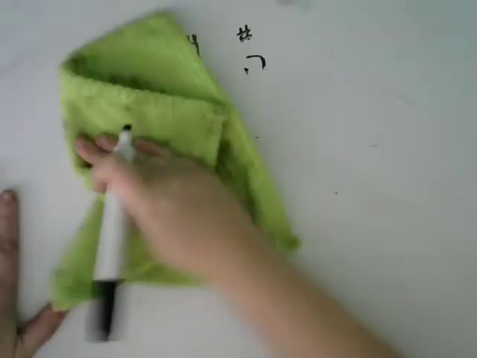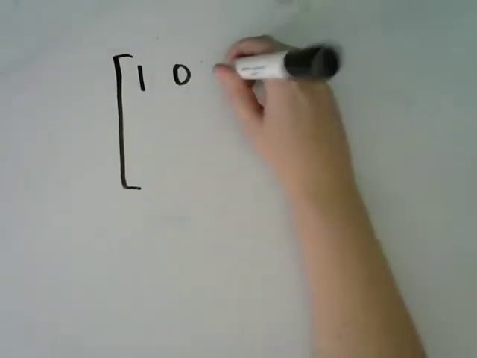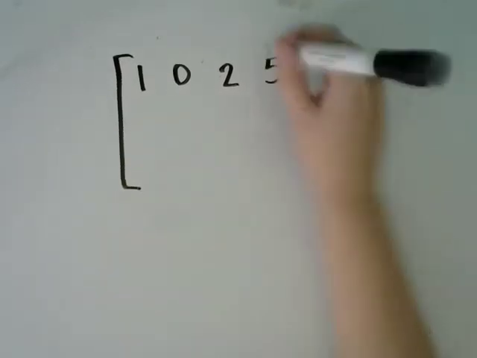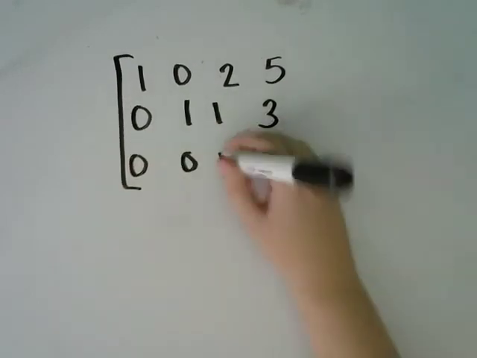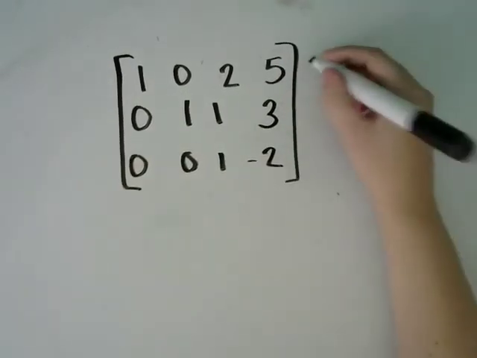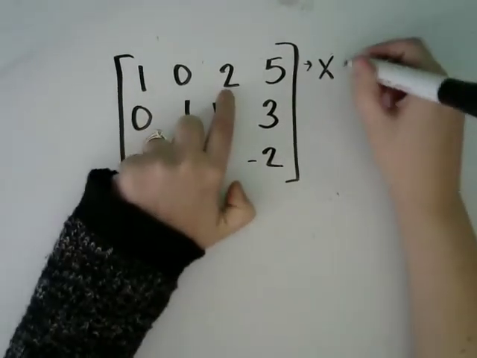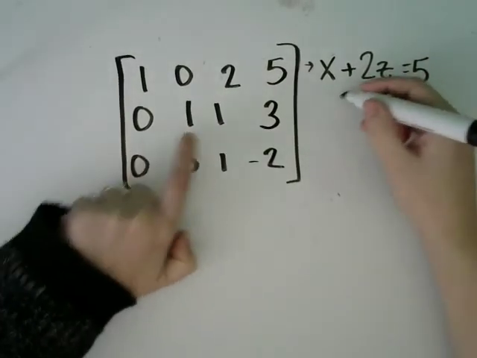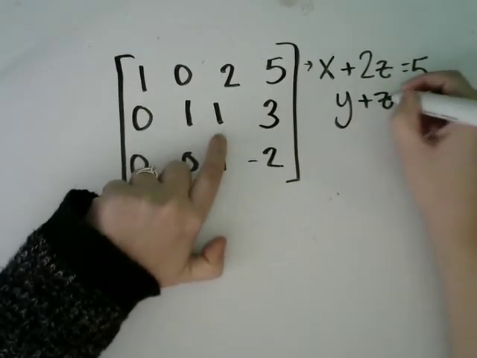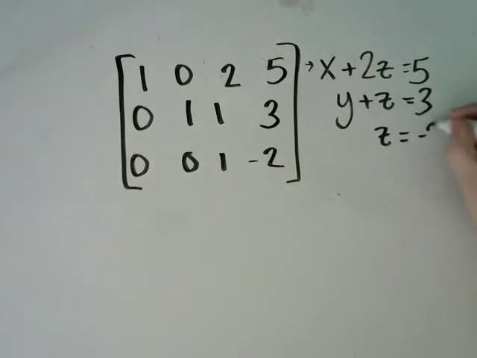Part B of this example is a 3x3 system, and you can tell because it's a 3x4 matrix with the 4th column representing the solutions to each equation. So we are looking at turning this back into equations, and we get 1x skip y plus 2z equals 5. Skip y plus z equals 3, and z equals negative 2.